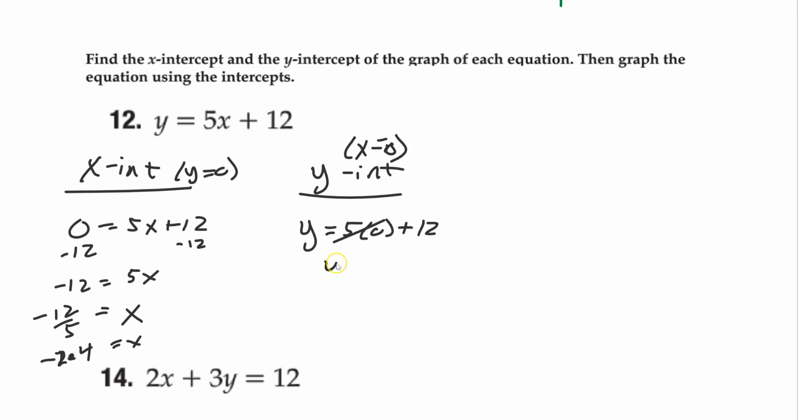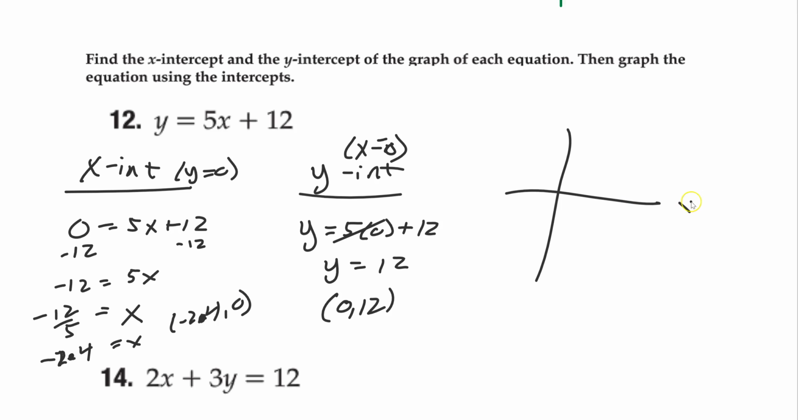And that says 0, and I get y equals 12. So my y-intercept should be 0 and 12. My x-intercept should be negative 2.4 and 0. It's a point, right? Because this is my x value and my y value is 0. If I want to graph this, just go to those points right there.